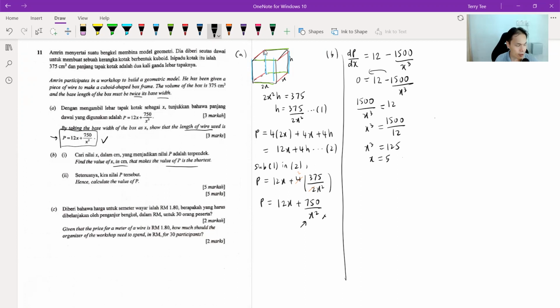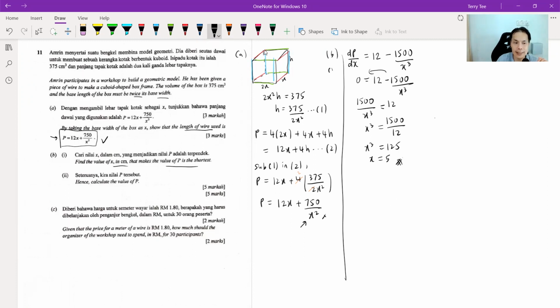Now, in this case, the question didn't say show that P has a minimum value. So we don't need to do that. We know it has a minimum value. But since the question didn't ask you to prove that it has a minimum, it's okay. We don't need to do second order differentiation. Remember, if you do second order differentiation and you get a value more than 0, meaning P has a minimum value, then it's shortest. We normally do that if the question asks us to show. In this case, no need. All right, B Roman 1, we're done.